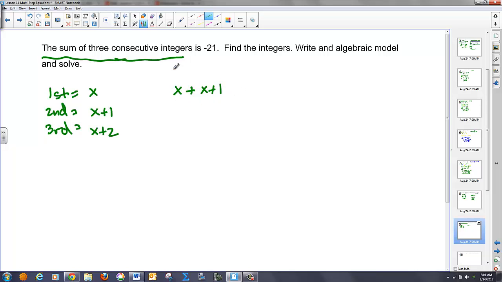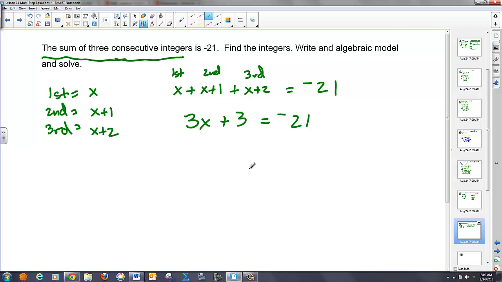This is the first, the second, and then x plus 2 is the third, and they're supposed to all add up to negative 21. So now I'll add like terms. I have x plus x plus x, which is 3x. 1 plus 2 is 3, and that equals negative 21.